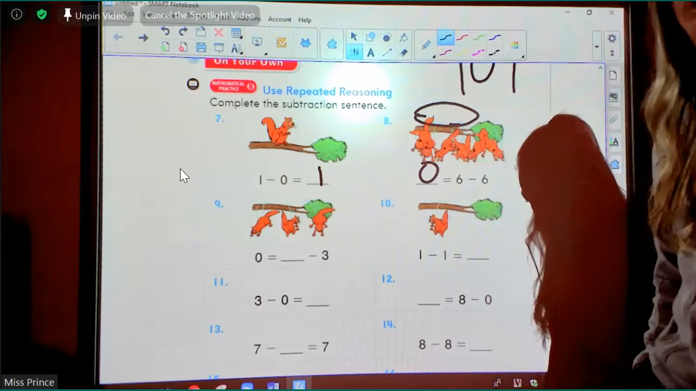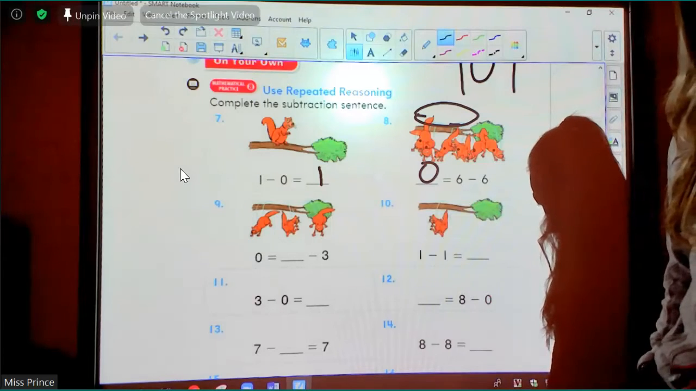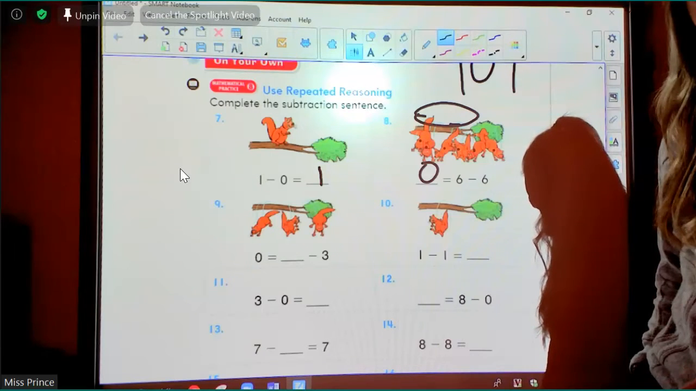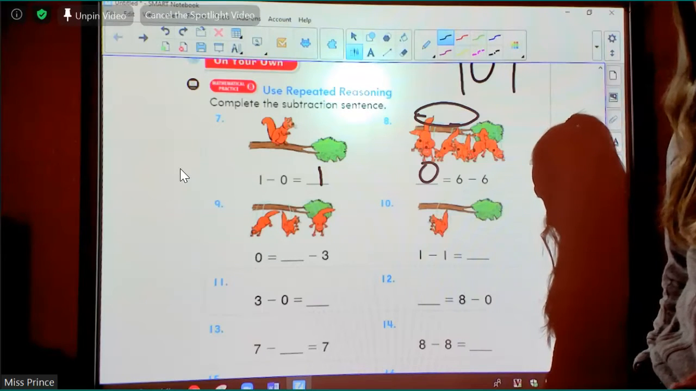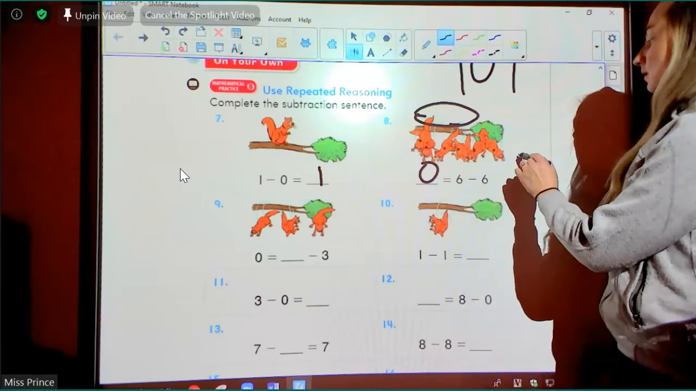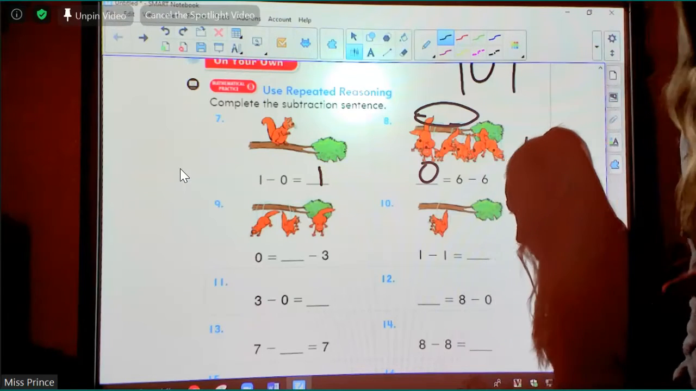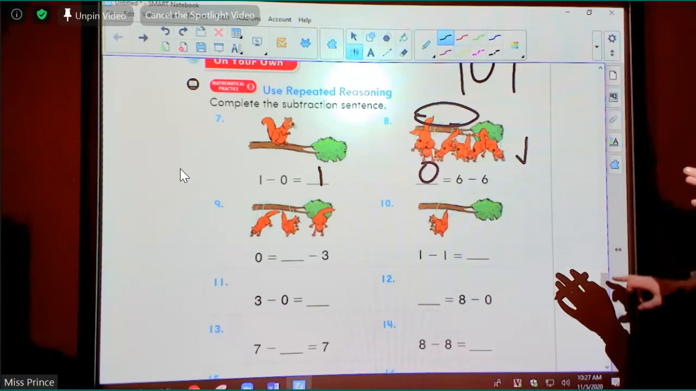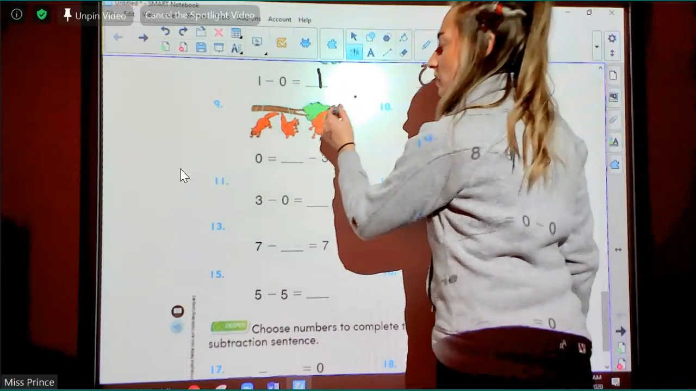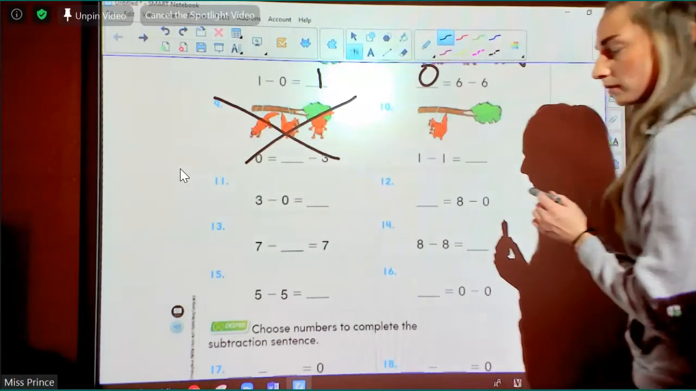Is that true? Alakai, is that true? Yes. Okay, watch what I do. We're going to skip a couple of these, boys and girls. If I cross them out, I want you to cross them out too.